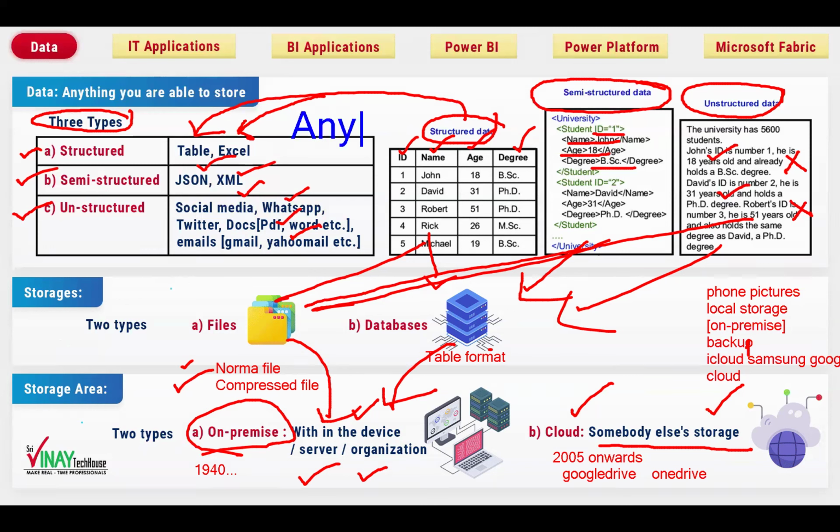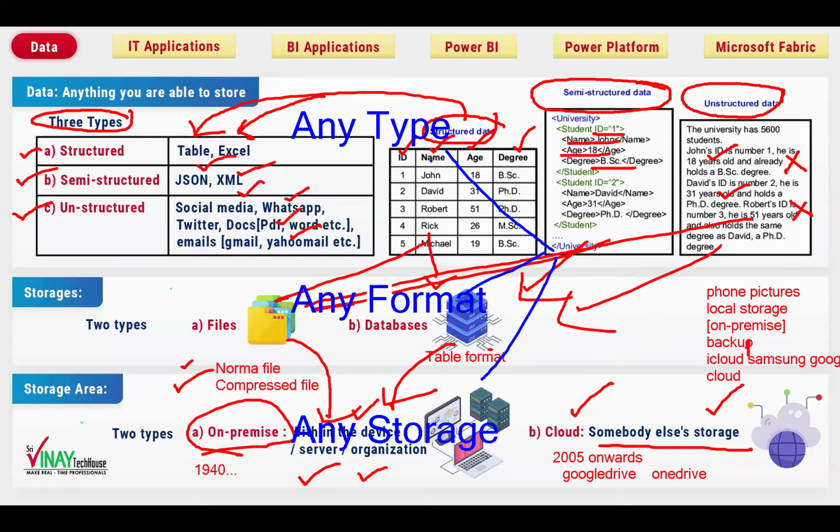What do we call this? Any type. And this is called any storage or any format. And this is called any storage. This is a slogan of Power BI actually. Now not available, but from 2013 onwards, the slogan of Power BI is any type, any storage, any format. That's why I explained. Power BI's boosting feature is this. Any type of data it can handle, any formatted data it can handle, any storage data it can handle.